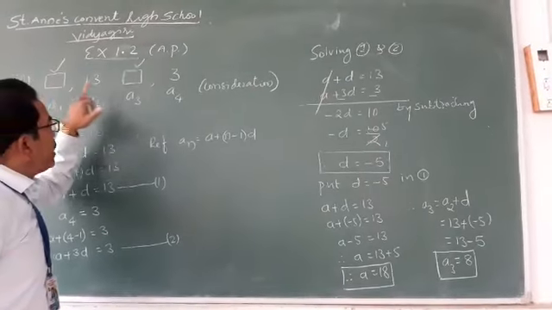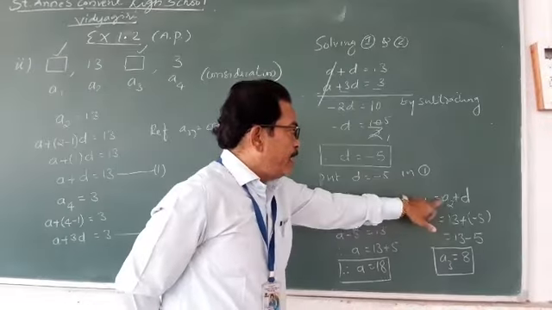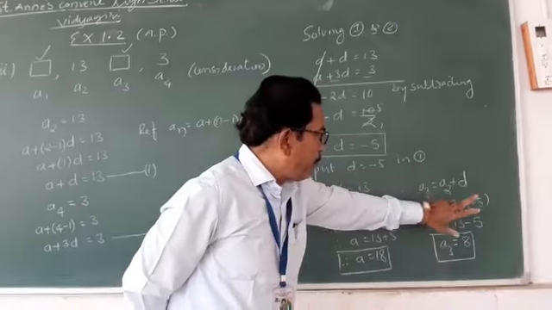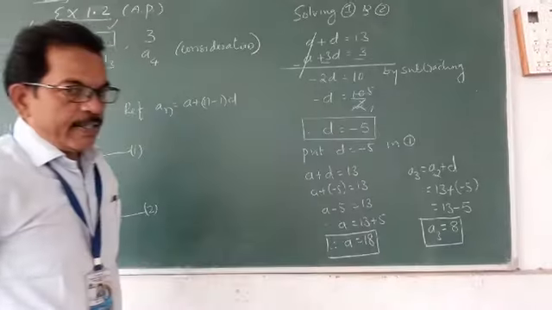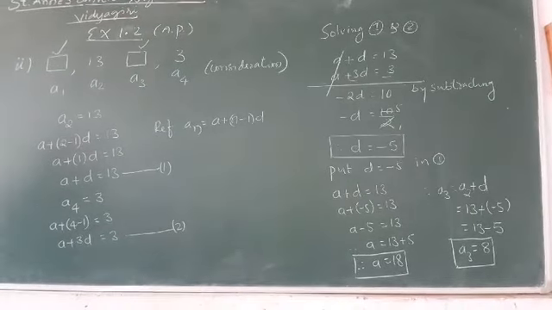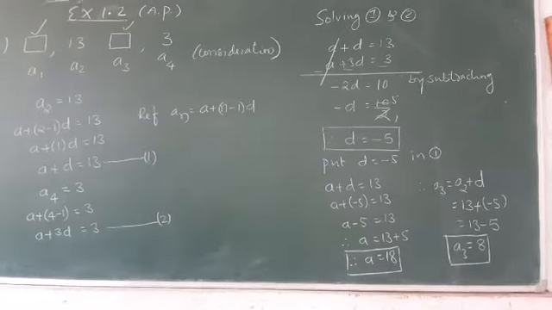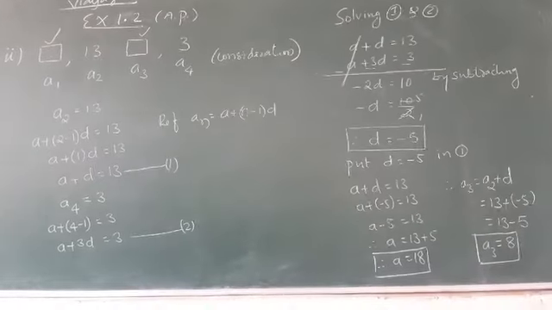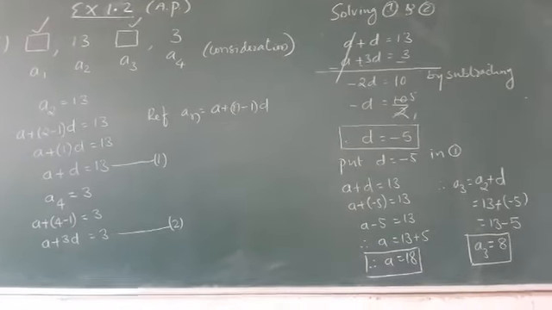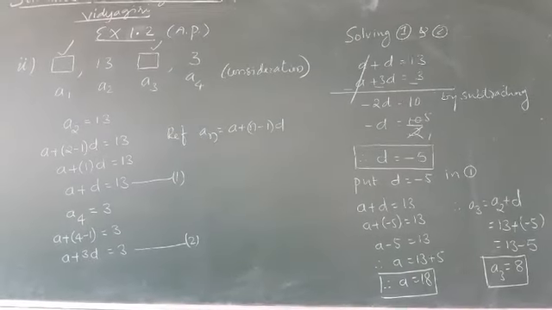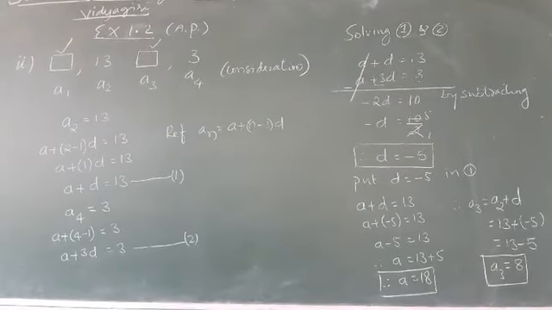Next we need A3. A3 is nothing but A2 plus d. So A2 is given, that is 13 minus 5. 13 minus 5 is 8. This is all about the second problem. Okay, I hope you have understood this problem.